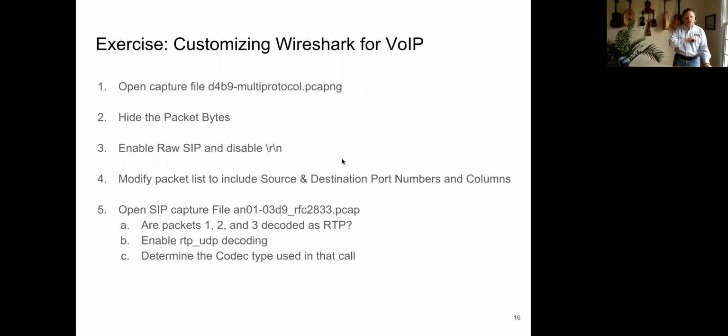Okay, so your project is to open the multi-protocol file, the D4B9 file, hide the packet bytes, enable raw SIP, and disable \r \n. Add the source and destination port numbers to the columns. And then I want you to open another file, the one that starts with AN0103D9, and find out if packets 1, 2, and 3 are decoded as RTP. Be sure that you enable the RTP UDP decoding after that, and then determine the codec type used in that call. So you can look inside that and figure out what the codec type is if you've got the time to do so.